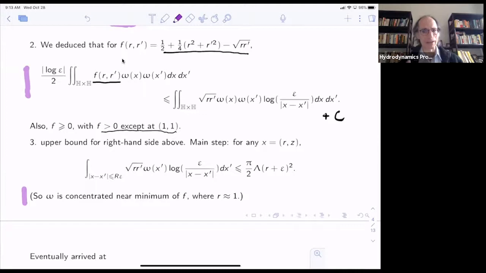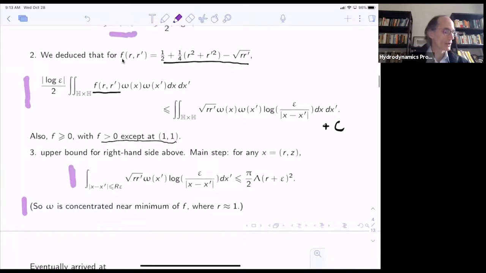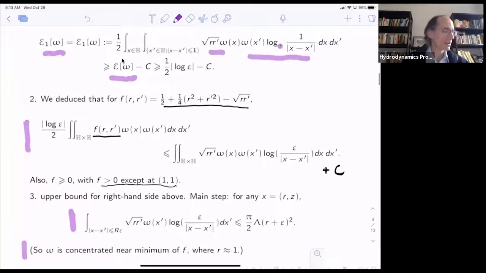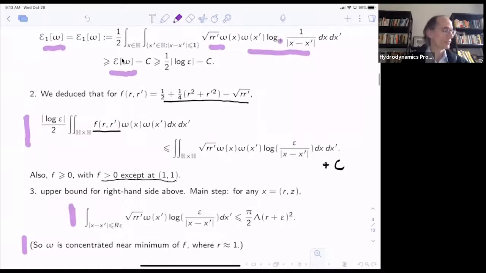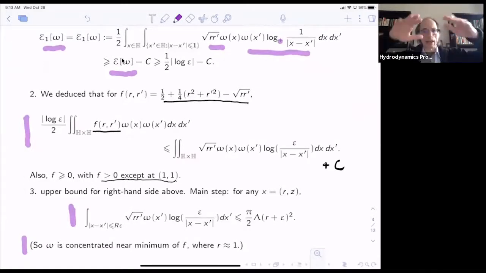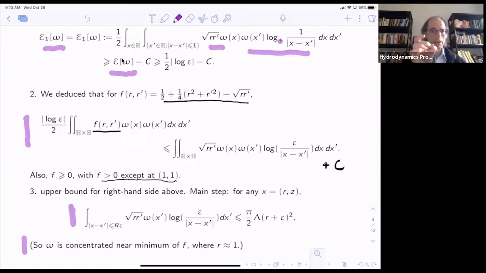There's one other idea, which was to say that if I look outside the ball, if I look on the complement here, what do we have? On the one hand, we have a lower bound for the energy over all of the half plane. And then we have an upper bound near the diagonal. And by subtracting these, we get a lower bound away from the diagonal.